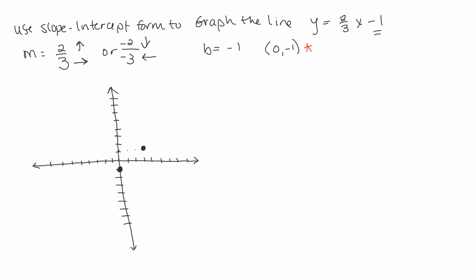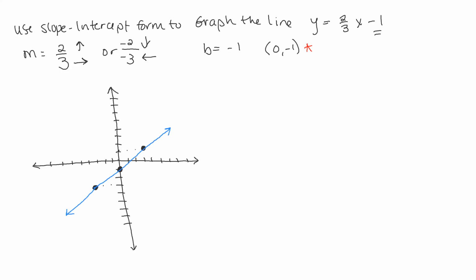But what if instead of going up 2 to the right 3, I went down 2 to the left 3? So let's say I go down 1, 2, and then to the left 1, 2, 3. Well, that point is still on the line. So you can apply your slope in 2 different directions. So if you run out of room in one direction, try the other direction. I like 3 points. 2 points makes a line, but I like to do 3. So there you have it.